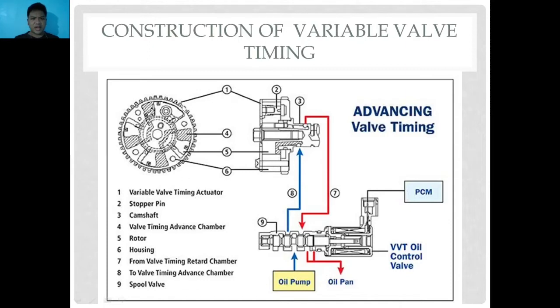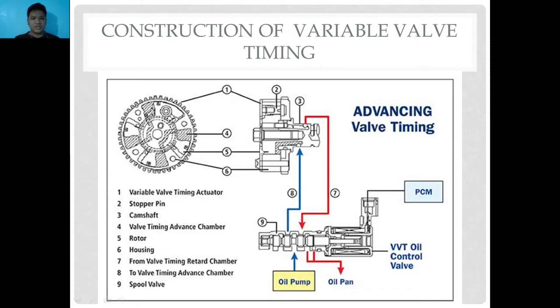So this is the actuator. This is the one that is connected to the timing chain. Okay. Stopper pin. This is the one that regulates the flow of oil, if ever, how the control valve needs it. Three is the camshaft. So here it is. As you can see, it's not connected here in the timing actuator. It's in the center. As you can see here in the diagram, it's disconnected.